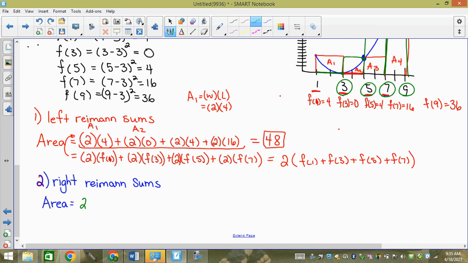So you can sketch the whole thing you want if you want to and use your values that way. Or you can say, hey, if I'm doing left-bounded ones, I can only use 4 of these. So I'm going to use F1, F3, F5, F7. If I need right-bound, I'm going to use F3, F5, F7, F9. Okay? So I'm going to do 2 times F3 plus 2 times F5 plus 2 times F7 plus 2 times F9.